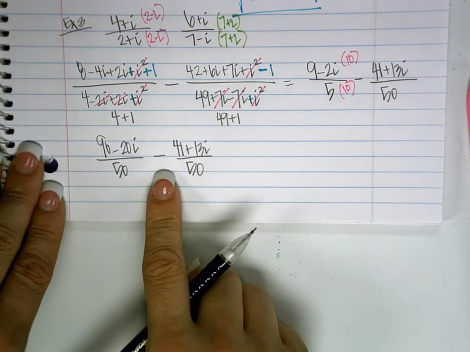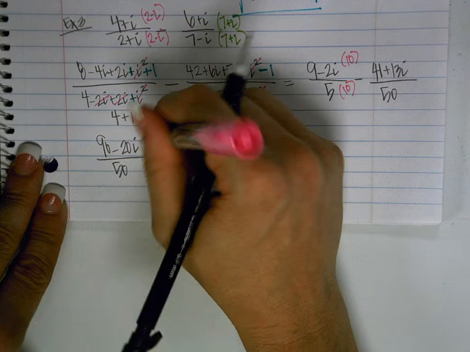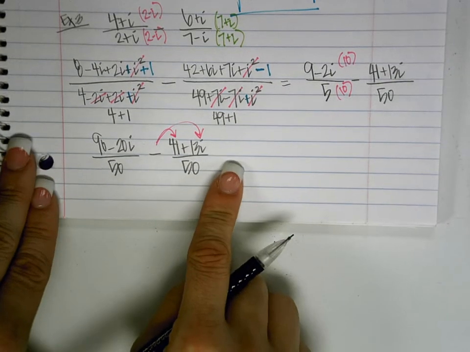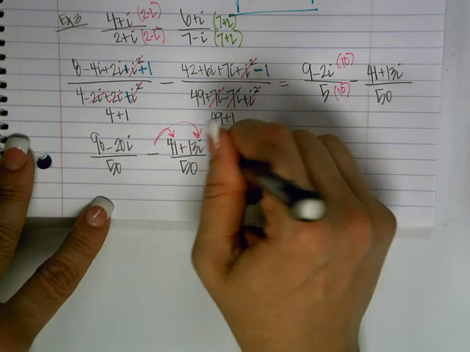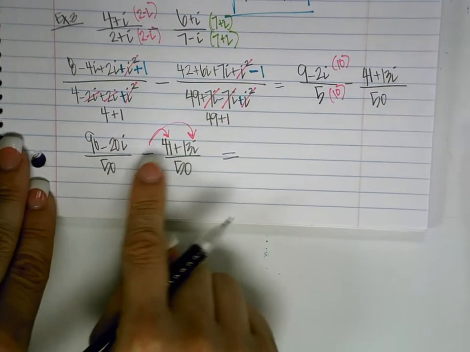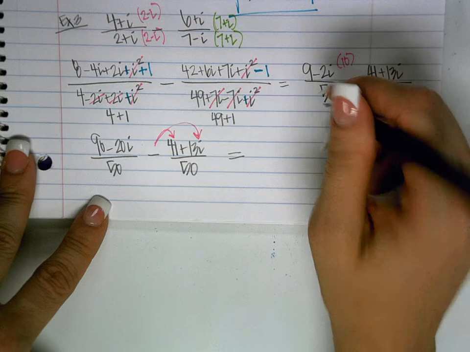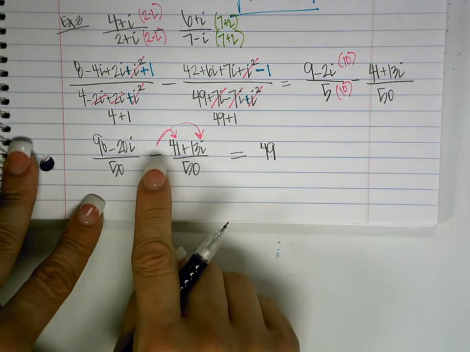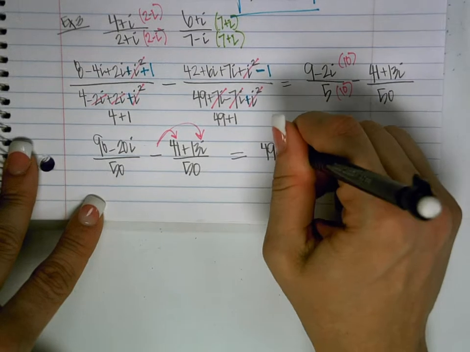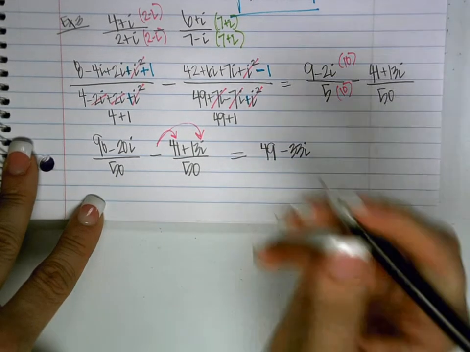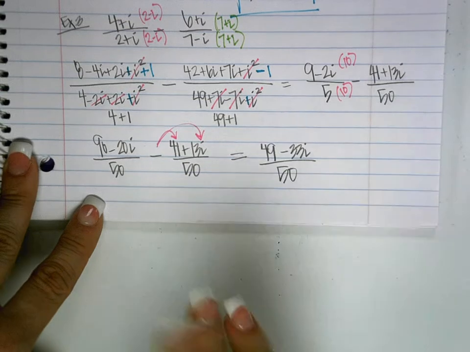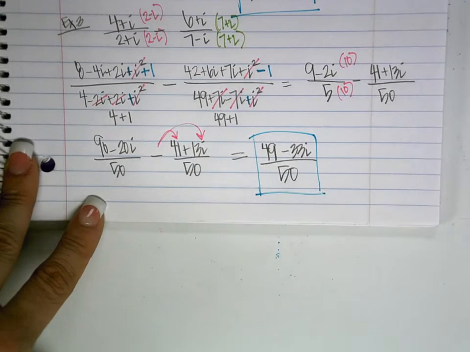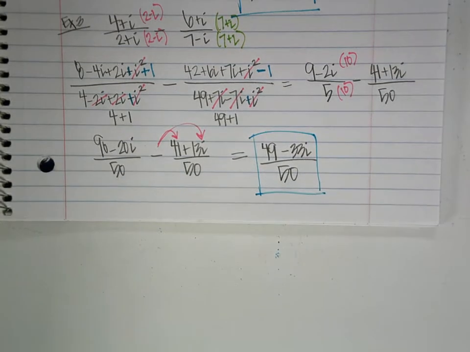Now, be careful here because this negative distributes. Okay? This negative goes to both of those, not just the 41. So if you look at this, what is 90 minus 41? 49. Negative 20i minus 13i gives you negative 33i all over 50. And that's your answer. So yes, these are challenging problems.